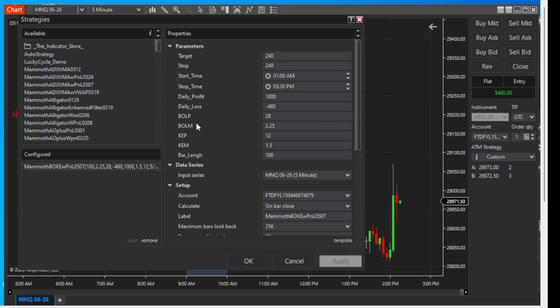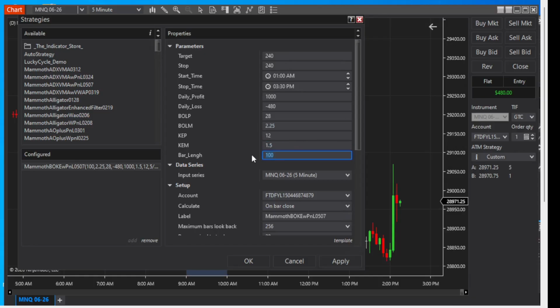And these are the parameters for these two indicators. This is the Bollinger period, basically the period. And this is the Keltner channel period. This is the sensitivity, and this is also the sensitivity. If you know both indicators, you know what this means.